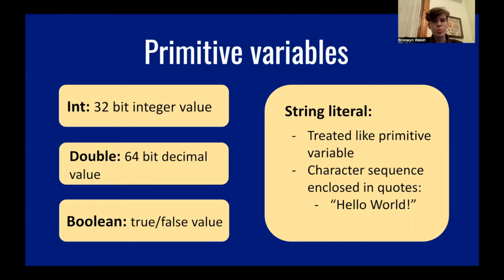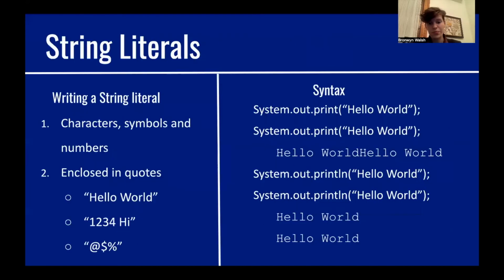They are any sequence of letters, numbers, and symbols in quotations, but they are not technically primitive variables. But we have the supports in Java that allow us to use them in the same way as a primitive variable.